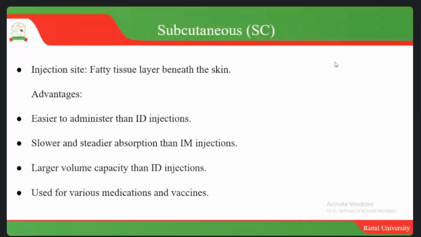Then the subcutaneous injection site is basically the fatty tissue layer beneath the skin. The advantages are that it is easier to administer than the intradermal injections, it has slower and steadier absorption than the IM injections, and it has a larger volume capacity than the intradermal injections. So this is a comparison between the intramuscular, intradermal, and the subcutaneous. It is also used for various medications and vaccines. Most of the medications and vaccines are administered subcutaneously.